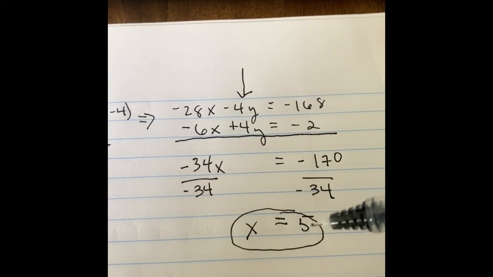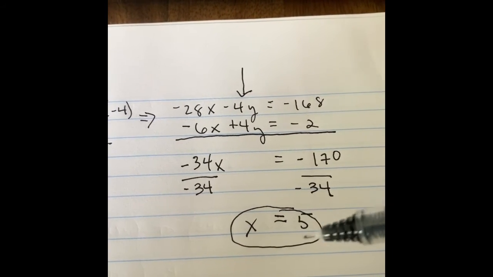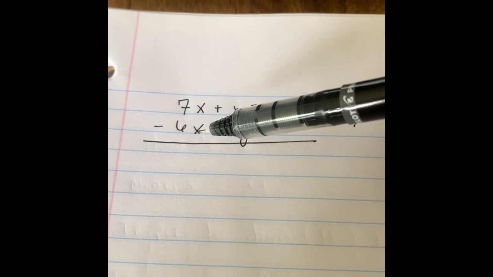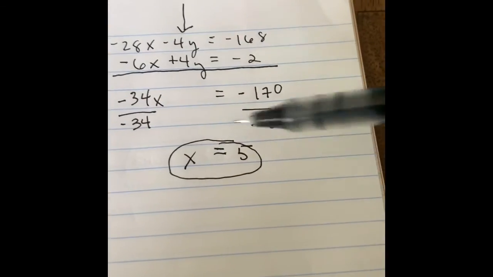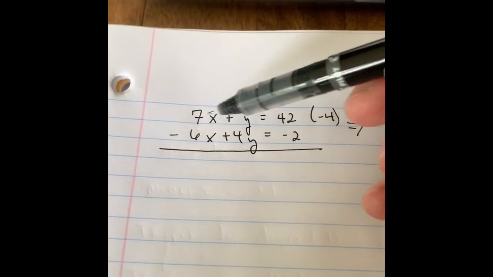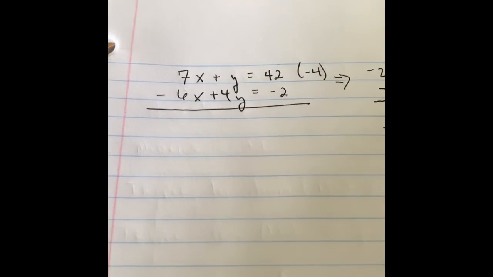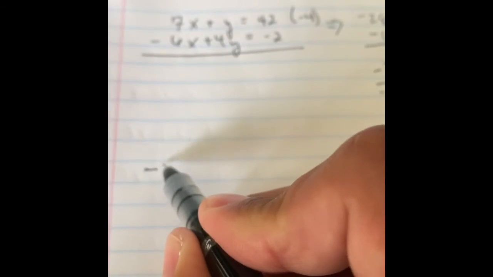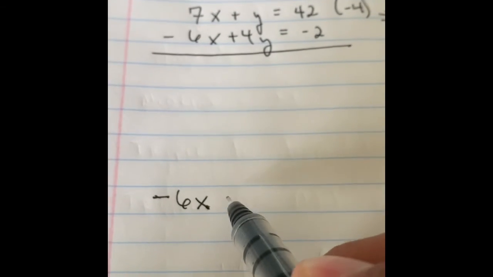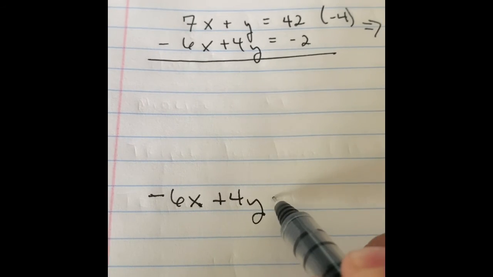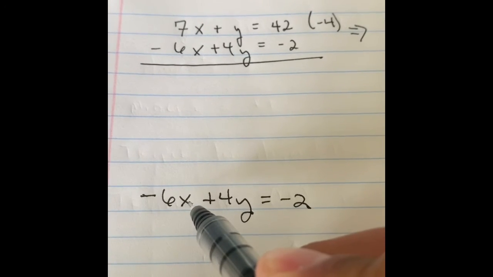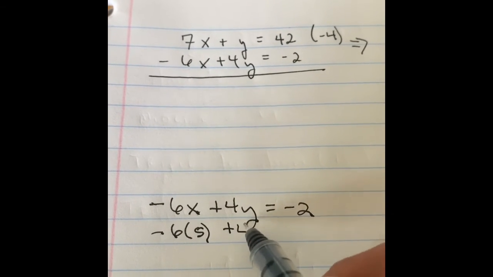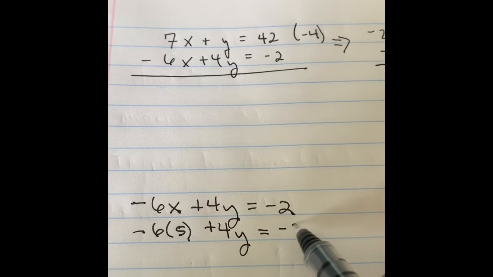Now I have to substitute. I've got to take this 5, because I know that 5 is x. I'm going to take that 5, and I'm going to put it right back into here behind the 7 or behind the negative 6. Because x is 5. So if I know x is 5, then I can replace the x with a 5. And I'm going to choose the bottom equation. So negative 6x plus 4y is equal to negative 2. But I know that x is 5. So negative 6 times 5 plus 4y is equal to negative 2.